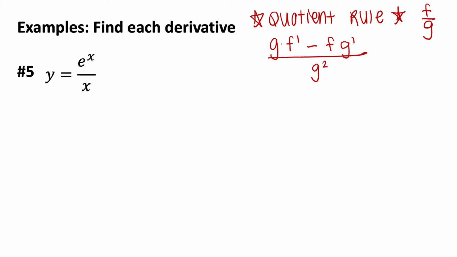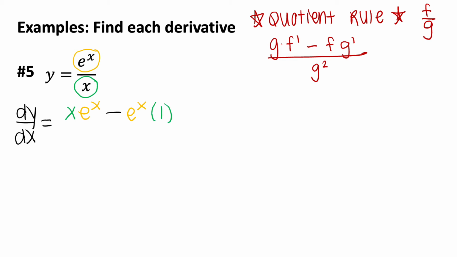So let's go ahead and get started. Let's identify our numerator as our e to the x and our denominator as just x. So when we go to take our derivative, dy dx, this will be equal to our denominator, x, times the derivative of our numerator, and the derivative of e to the x is just e to the x, minus our numerator, which is just e to the x, times the derivative of our denominator, and the derivative of x is just 1, and that's going to be all over our denominator squared, which is just x squared.